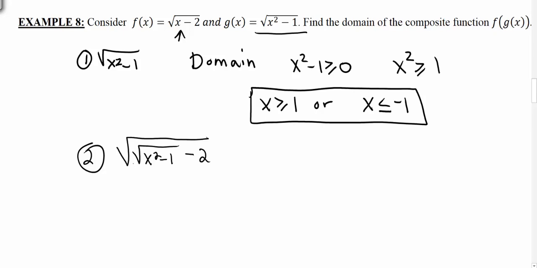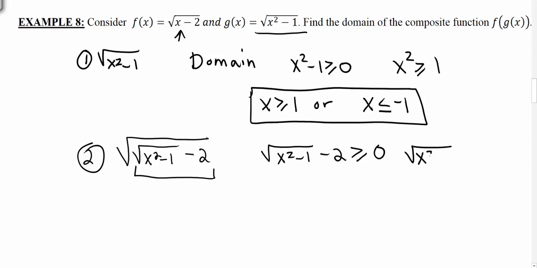So again, whatever's underneath the square root has to be greater than or equal to 0. So we have the square root of x squared minus 1 minus 2 has to be greater than or equal to 0, which means that the square root of x squared minus 1 has to be greater than or equal to 2. So again, to get rid of the square root, we can square both sides. So here we have x squared minus 1 is greater than or equal to 4.